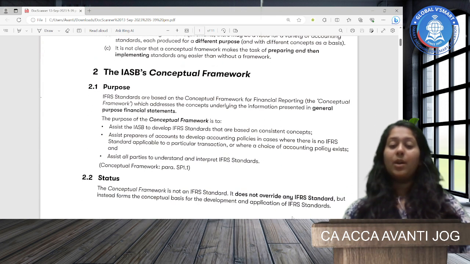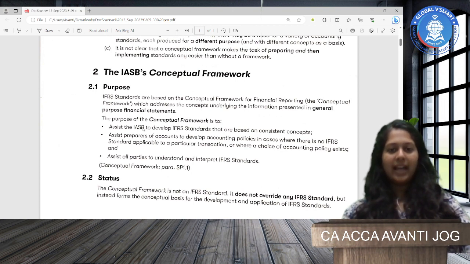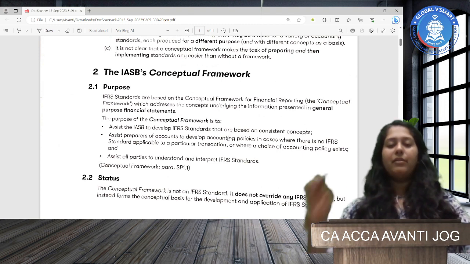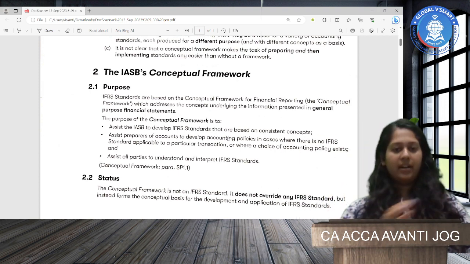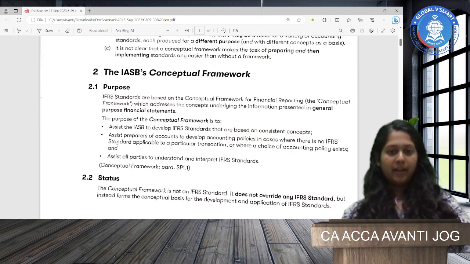Okay, now what is exactly the purpose of conceptual framework? As we discussed, it is to assist the IASB to develop IFRS standards that are based on consistent concepts, right? You have to develop IFRS standards which are consistent with all the other standards in order to ensure uniformity.